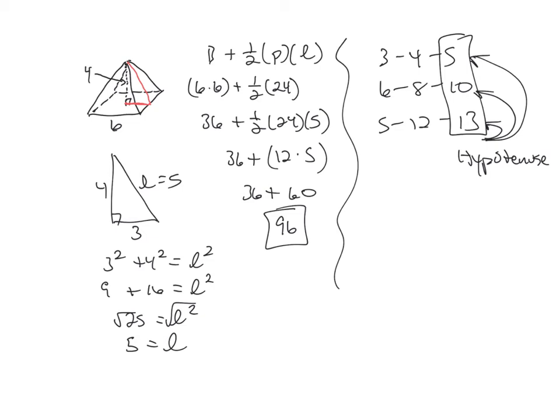The pyramid, it's a square on the bottom. It's just plugging into the formula and stuff like that. Okay, so again, I kind of stopped on this page because these triangles are going to be used throughout the assignments where you're missing information and you've got to figure it out. Okay, 3, 4, 5, 6, 8, 10, 5, 12, 13.